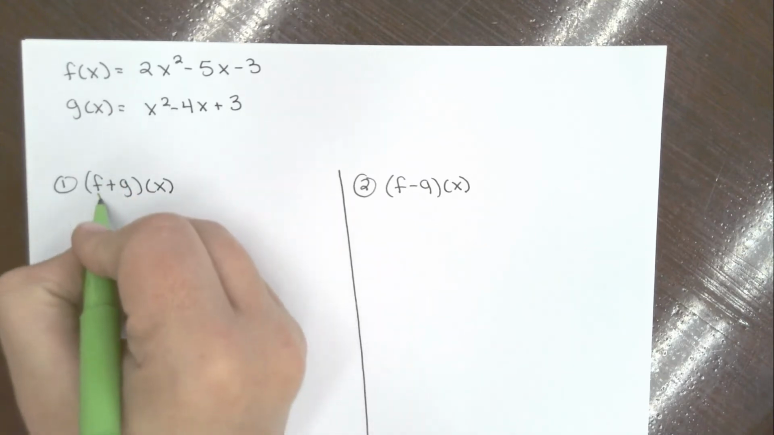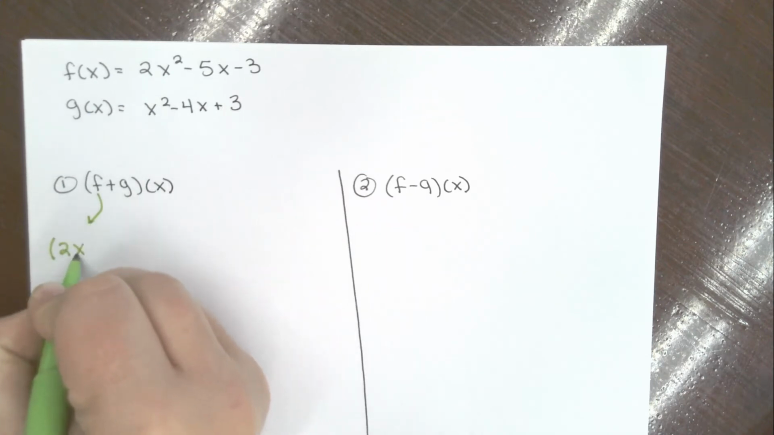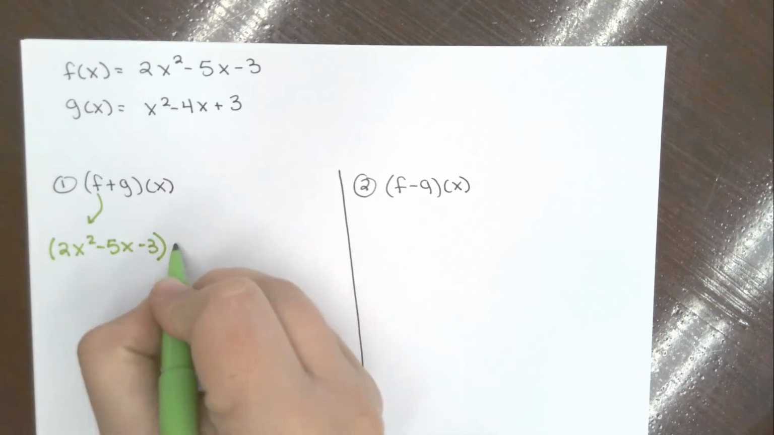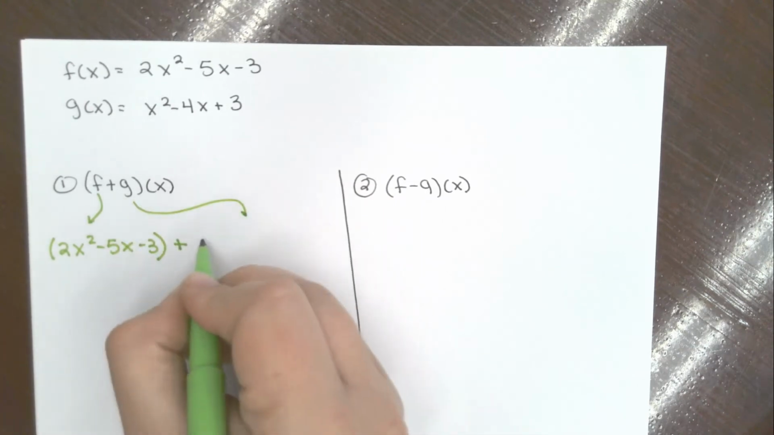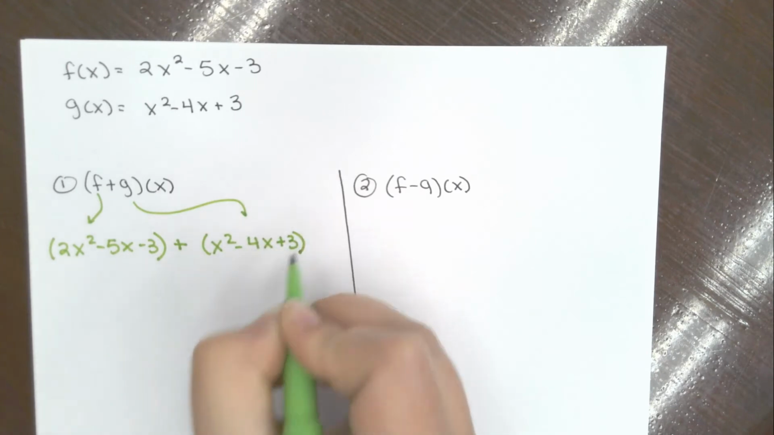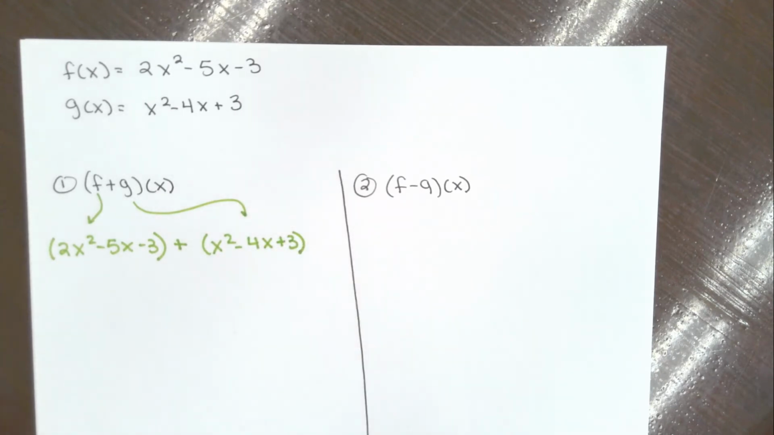So we have f, which is 2x squared minus 5x minus 3. Make sure you have that in parentheses. Plus g, which is x squared minus 4x plus 3. And we're going to add that together. That is in your unit 1. And also it's a prior knowledge skill from integrated math 2.